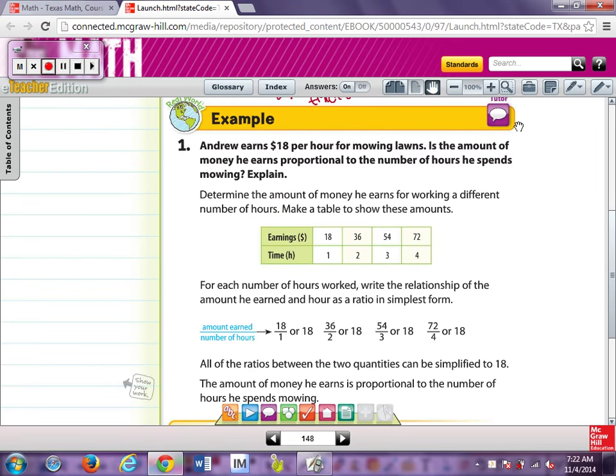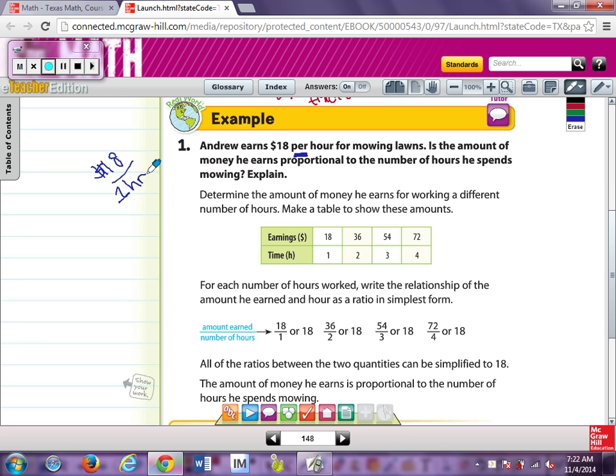In example 1, it reads, Andrew earns $18 per hour for mowing lawns. Is the amount of money he earns proportional to the number of hours he spends mowing? Explain. So determine the amount of money he earns for working a different number of hours. Make the table to show these amounts. So here's what we have. It's $18 per hour. Now, one thing you want to listen to is whenever you have something like that, that's telling us we have a relationship. It's basically our unit rate, $18 for 1 hour. This looks vaguely familiar to another problem we saw earlier.